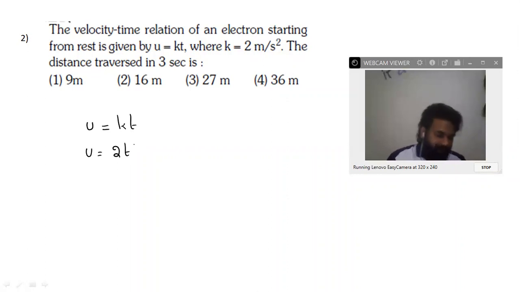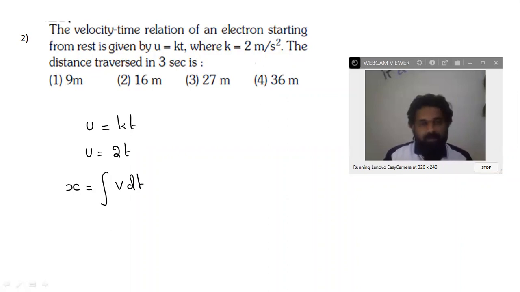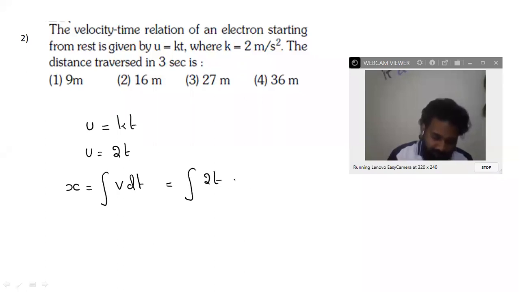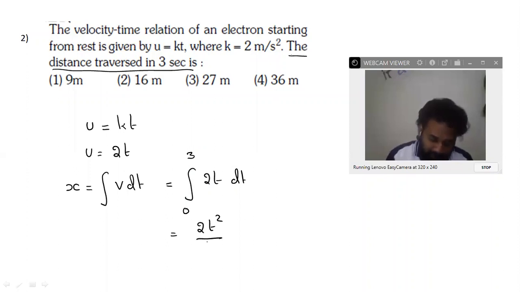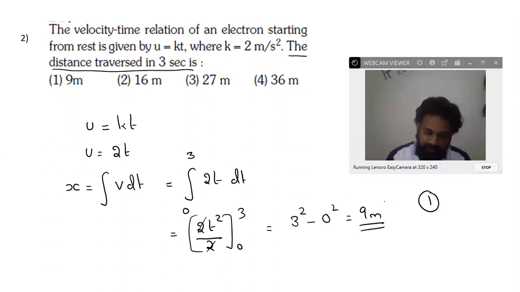Now what do we need to find? We need to find the distance. To find the distance from velocity, what is the formula? x is equal to integral of velocity dt. So this is equal to integral of 2t dt. Now they have asked for the distance traversed in 3 seconds, so the limits are from 0 to 3 seconds. If you integrate this, it is going to be 2t square by 2, putting the limits 0 to 3. This 2 will be cancelled off. So this is going to be 3 square minus 0 square. So 9 meter is the answer, option 1.